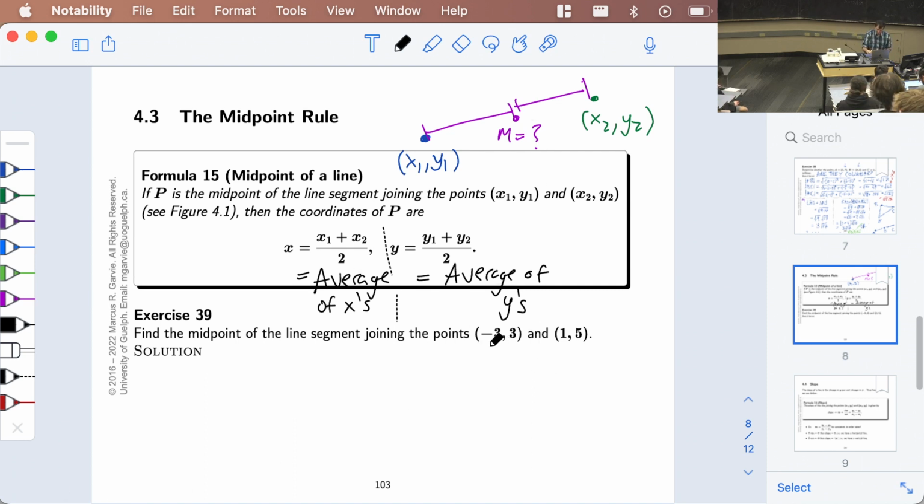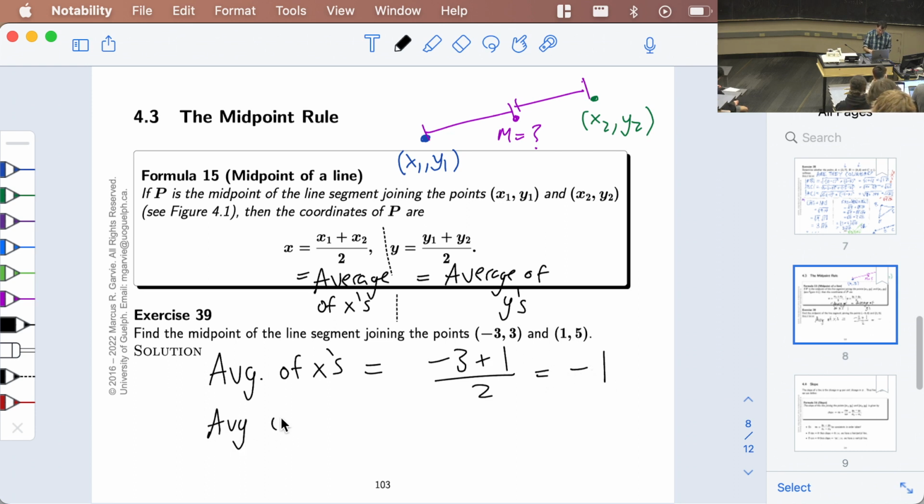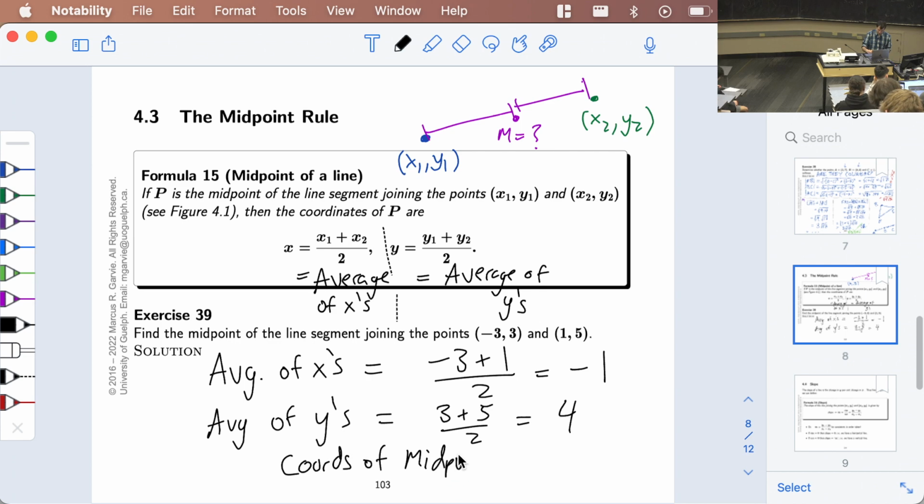So here's an example. If you have the points minus 3, 3, and 1, 5, what is the average of the x's? Well, the x's are minus 3 plus 1 divided by 2. So minus 2 divided by 2, minus 1. And the average of the y's is 3 plus 5 divided by 2, which is 4. So the coordinates of the midpoint are negative 1, comma 4. All right, very nice problem.